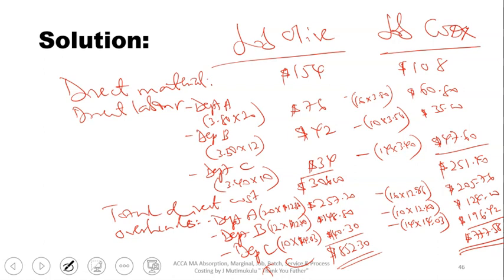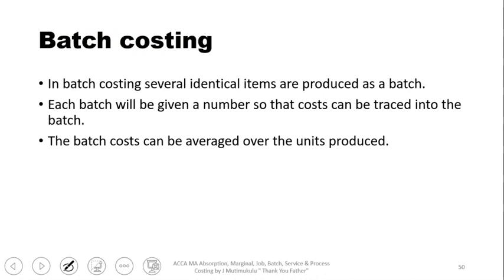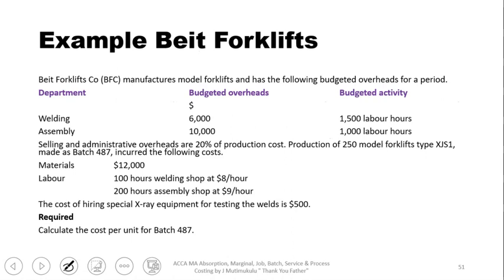All right, so let us rush to batch costing. In batch costing, several identical items are produced as a batch. Each batch will be given a number so that cost can be traced into the batch. The batch cost can be averaged over the units produced. So let us do this example, ladies and gentlemen, so that we rest our case for this part, and we will move on to process costing later on.